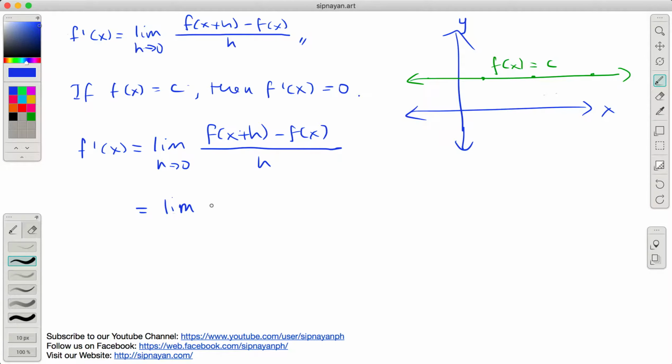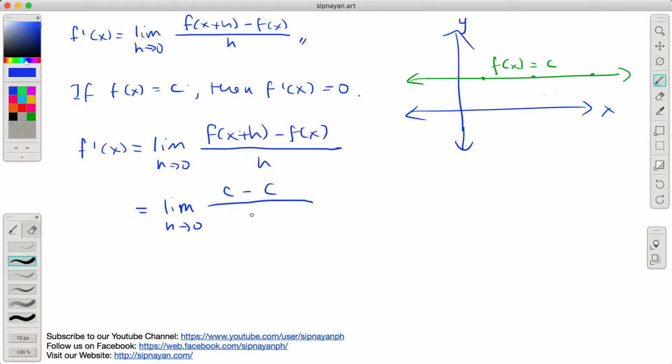So, limit, magiging c minus c siya, di ba? So, the limit as h approaches 0 of c minus c. Remember, yung f of x plus h is the y value. This is also the y value. And pag constant function, lahat ng y value niya, y values anywhere, is equal to a particular constant, di ba? 1, pag 1 siya, 1 lahat yan, yung y value. Pag 3 yan, 3 lahat. Pag c, c lahat, di ba?